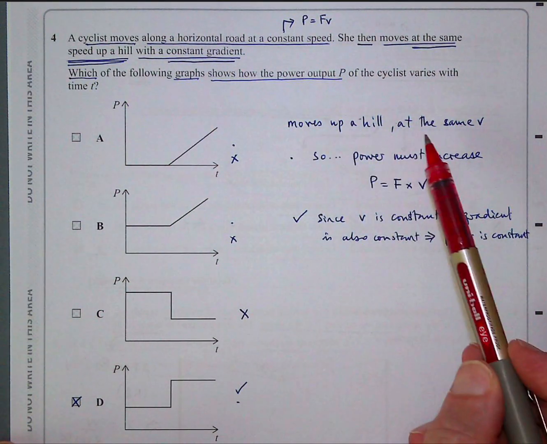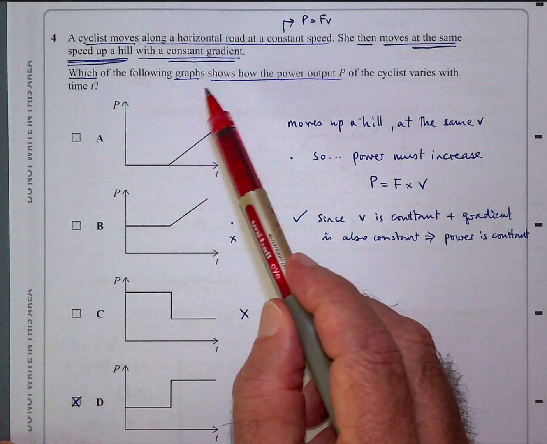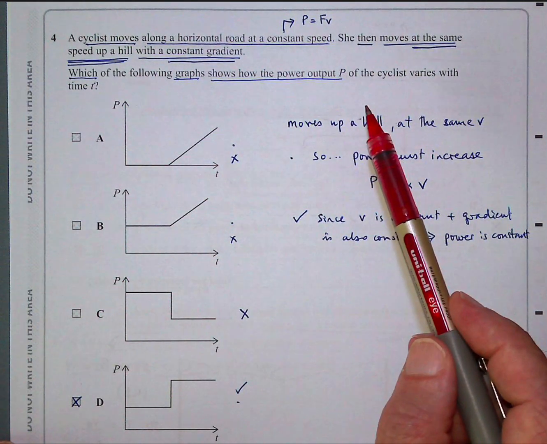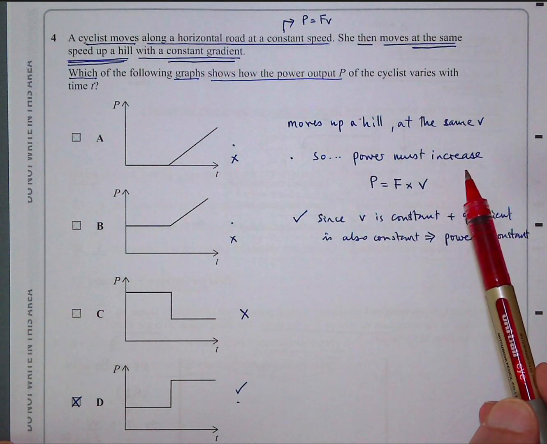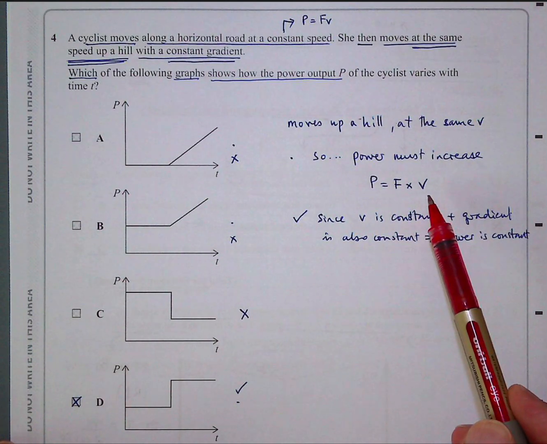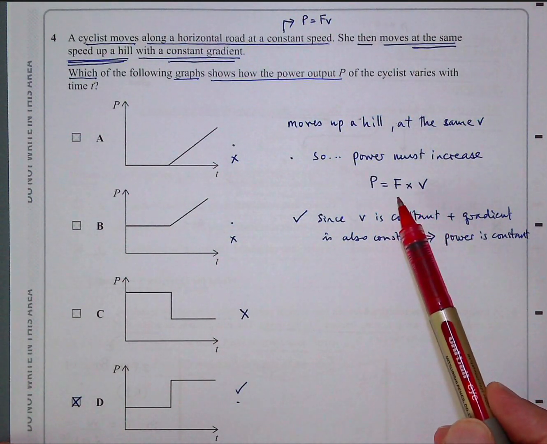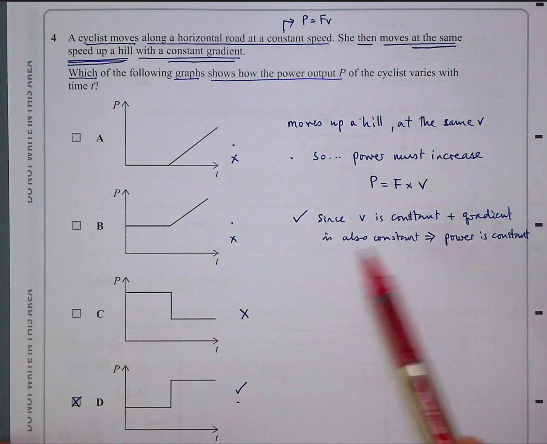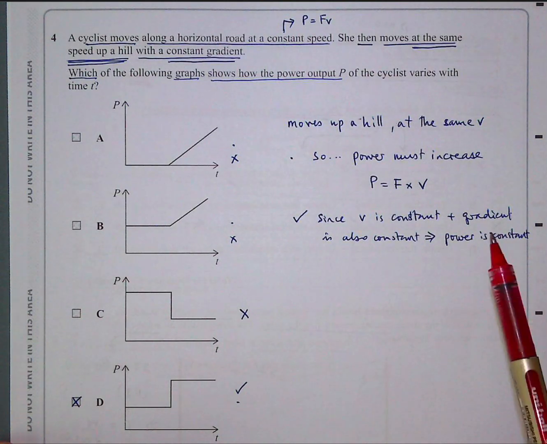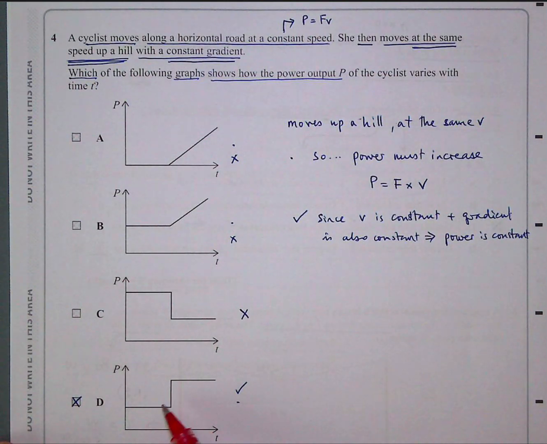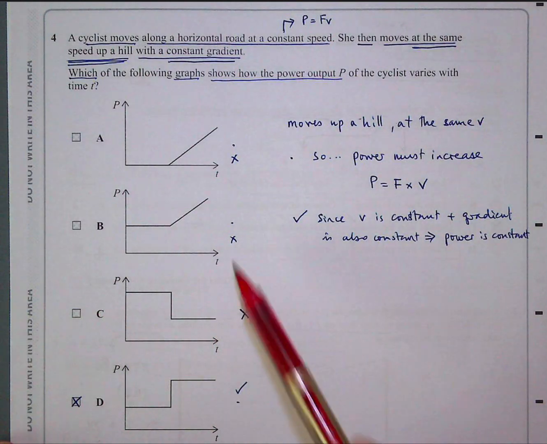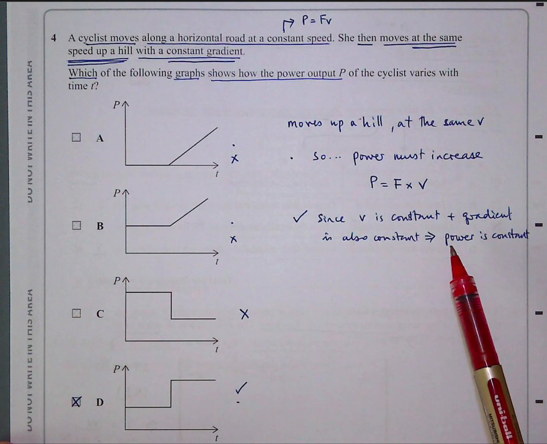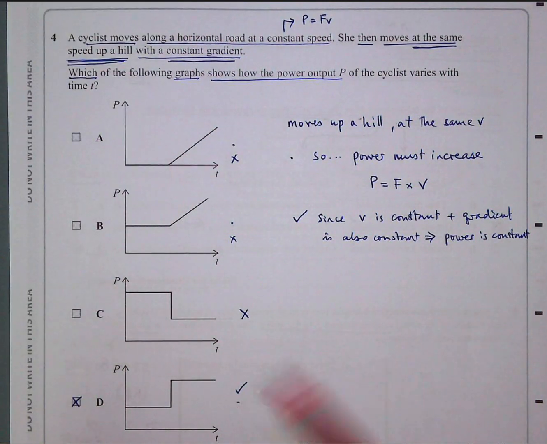But when she moves uphill, it says she moves at the same speed up a hill. Her power must increase because power is force times velocity, and this time she's acting against a bigger force. Since V is constant and gradient is also constant, power will be constant. So the second part, the power should be increased. That means it can't be C, and it should be constant because the gradient is constant and she's going at constant velocity. So it can only be D.